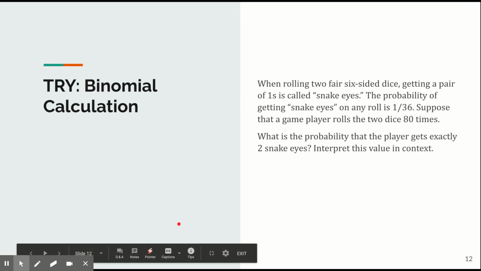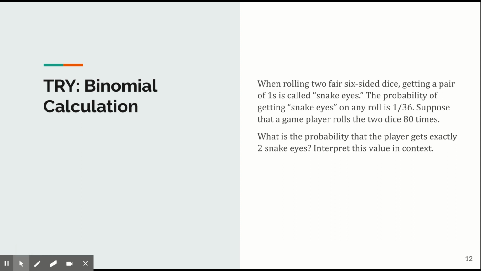All right, so for example, when rolling two fair six-sided dice, getting a pair of ones is called snake eyes. The probability of getting snake eyes on any roll is 1/36. Suppose that a game player rolls the 2 dice 80 times. What's the probability that the player gets exactly 2 snake eyes? Interpret the value in context.